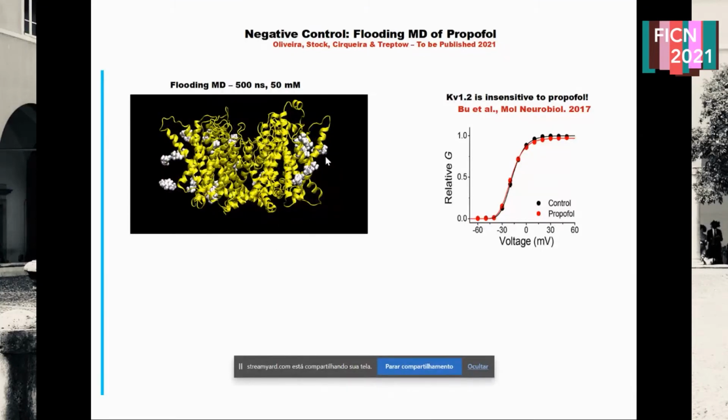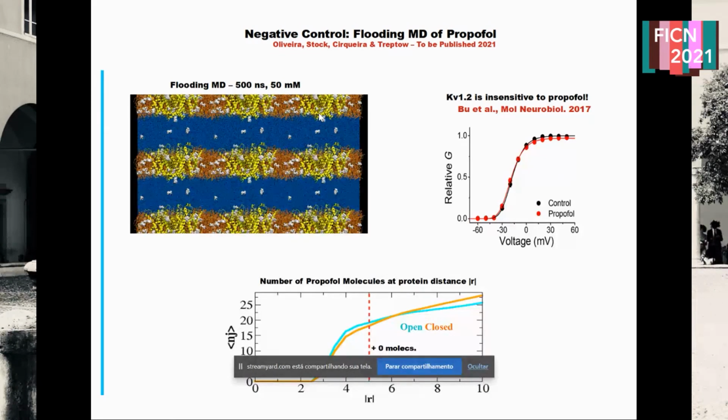We have performed flooding MD simulations as described before. The ligand was simulated at high concentration, 50 millimolar. That concentration was high enough to allow sampling of the bound state at 500 nanoseconds, but again, low enough to avoid aggregation. And that simulation was performed for the open and closed states of the channel. And again, analysis of the average number of bound ligands for any specific binding distance cutoff reveals no excess number of bound molecules to any of the conformations of the channel.